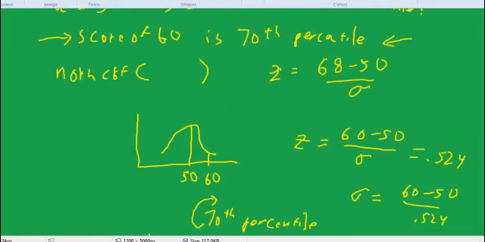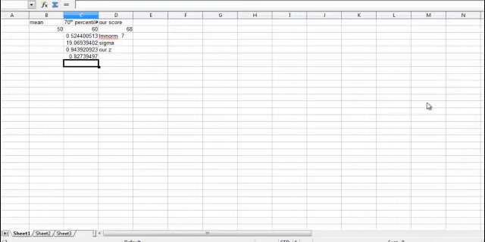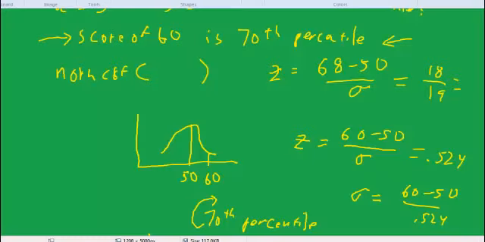So now we no longer have a missing sigma, and we can go back and solve our problem. So z is equal to 18 over 19 roughly, and 68 minus 50 is 18, and the sigma that we just found is 19. So this will be about 0.9 something. What is it, 0.94, something like that? Yeah, 0.944.